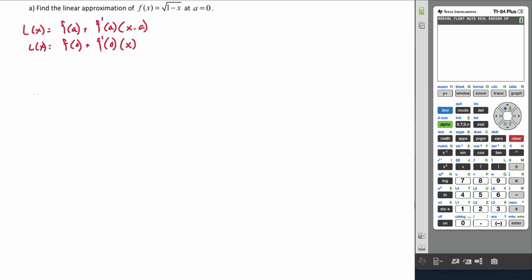Next, we need to figure out what f of 0 and f prime of 0 are. F of 0, plugging in 0 to f, we get the square root of 1, which is 1. And now we need to find f prime, which is 1/2 times 1 minus x to the negative 1/2 times negative 1. F prime of 0 is negative 1/2.